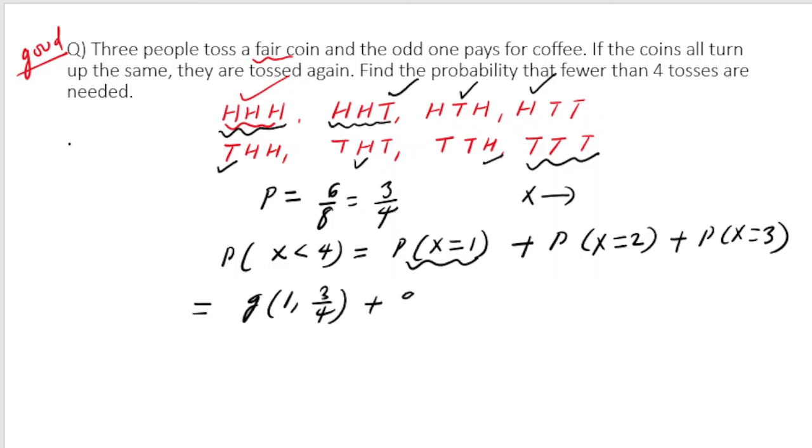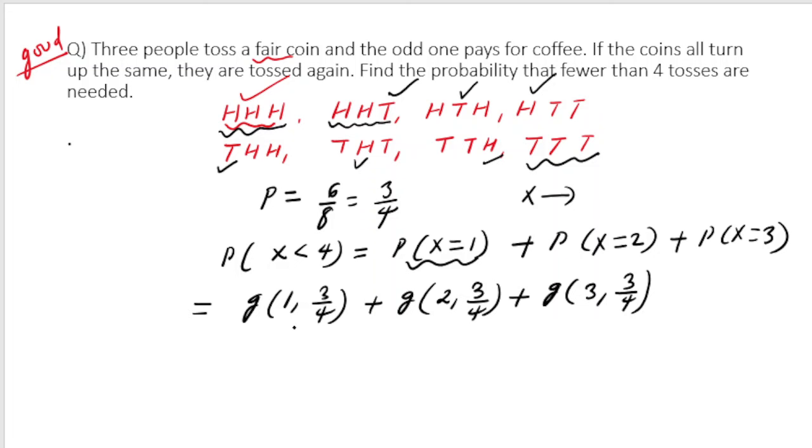Then probability of getting the first success in 2 trials, so G of 2, with p equal to 3 by 4. Then probability of getting the first success with 3 trials is G of x equal to 3 and p equal to 3 by 4. I hope you are not getting confused.